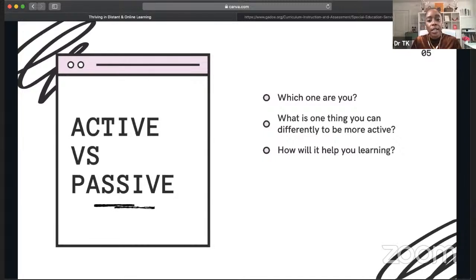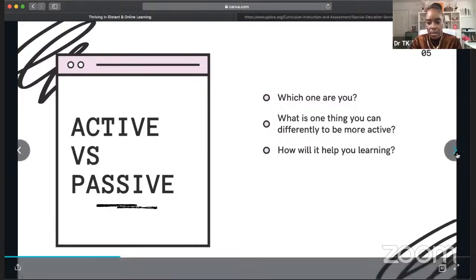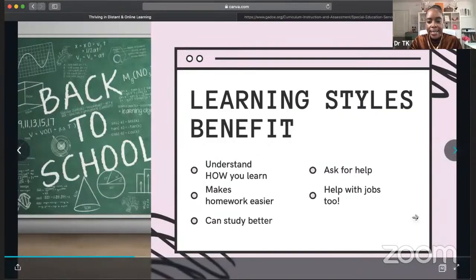Also, how will it help your learning? So how will becoming an active learner help you learn more? If you say, I don't have any friends, I don't talk to anybody, but yet when you go to class, you don't communicate with people in your group, you just sit there, then how do you expect to grow relationships? Okay. So now let's shift.